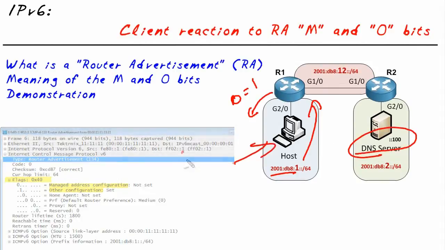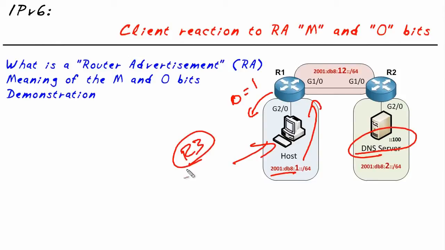So we're going to use R3. R3 is going to volunteer as our client. R3's interface is gig 1/0, and we're just going to configure him to do basic automatic address configuration and then verify that he does his own address configuration based on the router advertisement and that he makes a request up for the DHCP-based options, such as the DNS server.